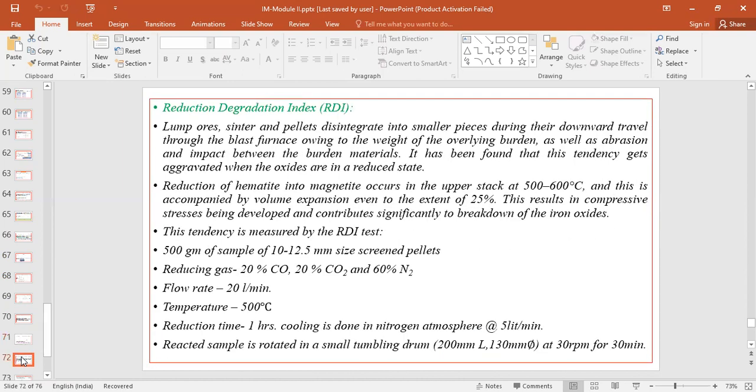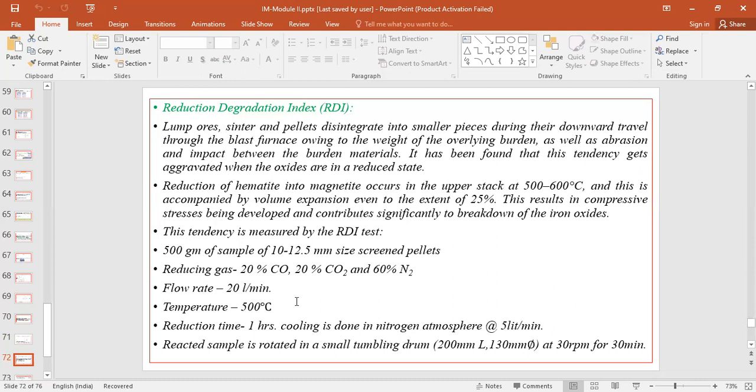And then we have a reduction degradation index. During the reduction process, degradation may take place. Lump ores, sinters, and pellets disintegrate into smaller pieces during their downward travel to the blast furnace, owing to the weight of the overlying burden as well as the abrasion and impact between the burden materials. It has been found that this tendency gets aggravated when the oxides are in the reduced state. The reduction of hematite to magnetite occurs in the upper stack at 500 to 600 degrees centigrade, and this is accompanied by volume expansion even to the extent of 25%. This results in compressive stresses being developed and contributes significantly to breakdown of the iron oxides.